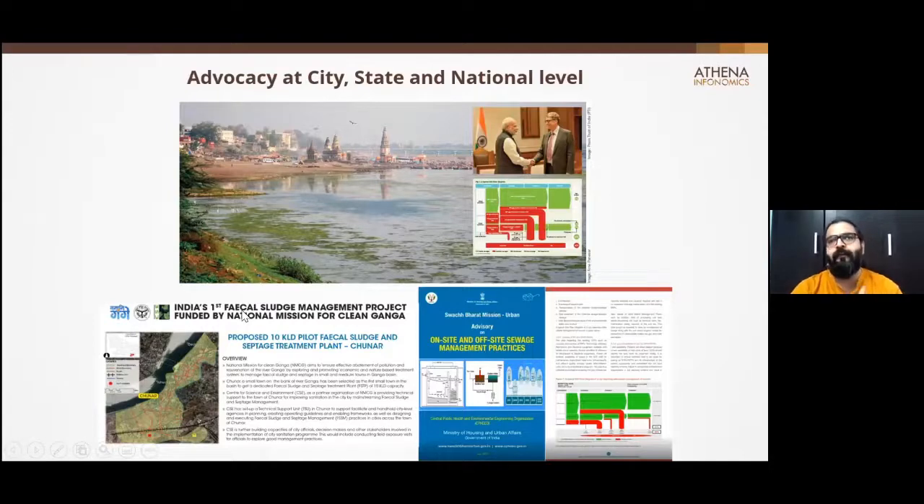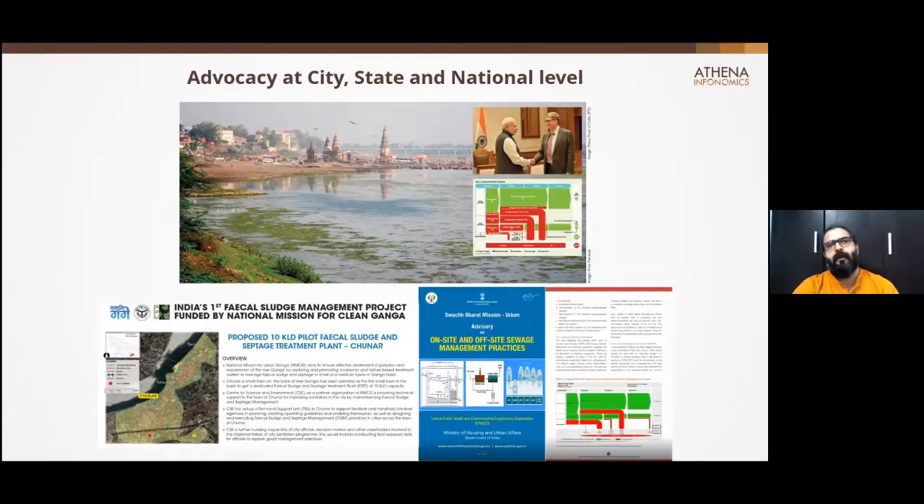Personally speaking, we have used shit flow diagram not only to do advocacy, we were able to even arrange funds for treatment plants by using shit flow diagram. So in a way, it's an advocacy, but it resulted in arranging for funds for treatment facility as well.